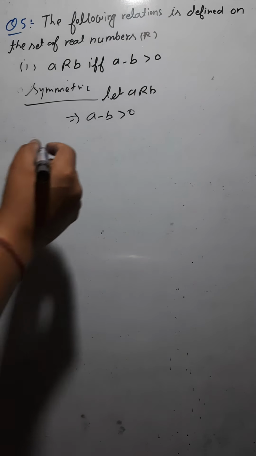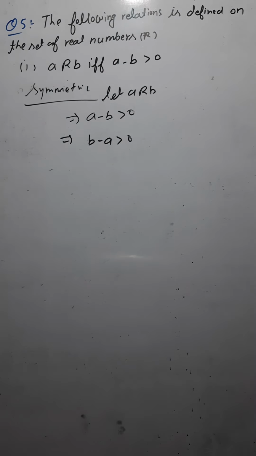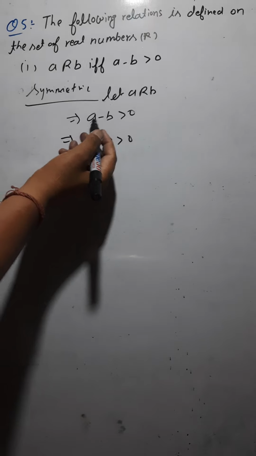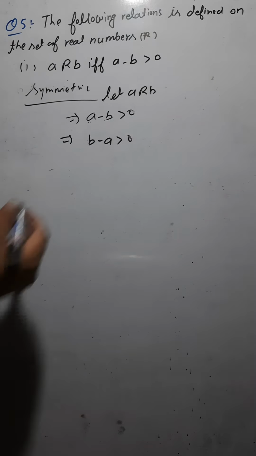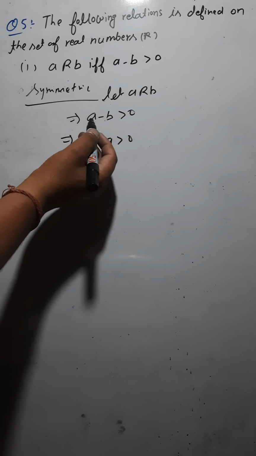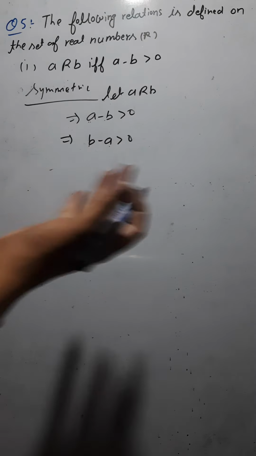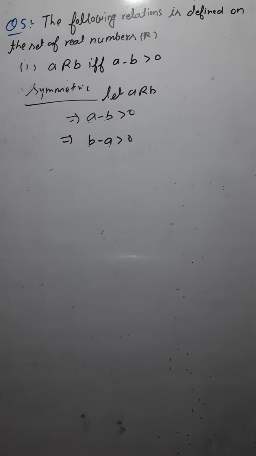Now, does it also imply that B minus A is greater than 0? Can I write it? No, never. Because A minus B greater than 0 implies that A is greater than B, isn't it? But if I write B minus A greater than 0, it does not imply that B is greater than A, because A is greater than B. That is why you get the positive answer. But if you write B first, you would get a negative answer, because B is smaller than A. So it does not imply that B minus A is greater than 0.